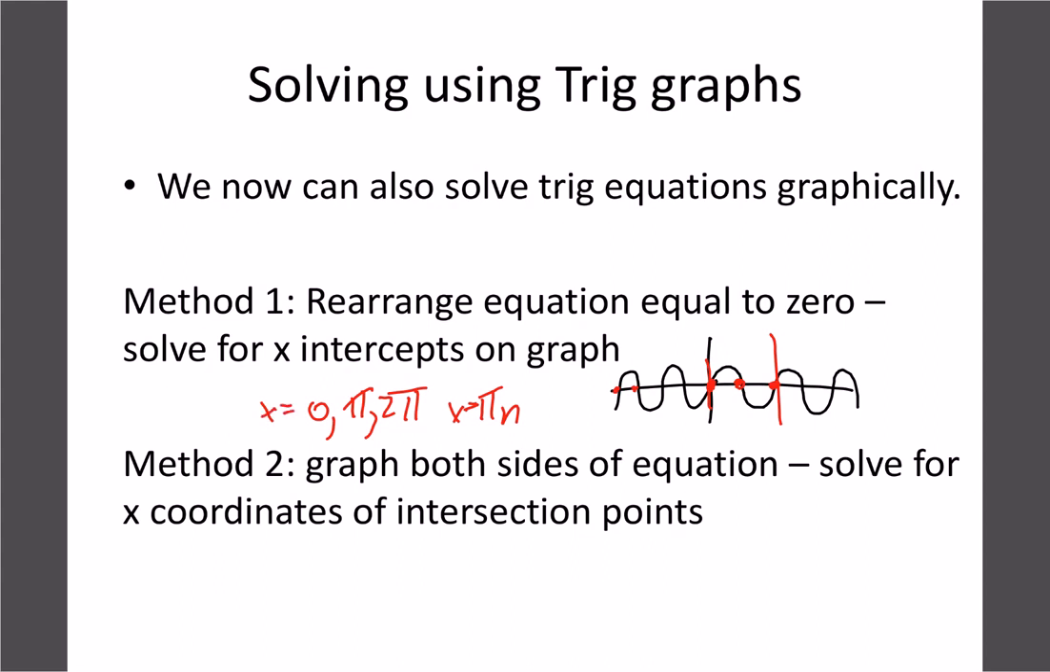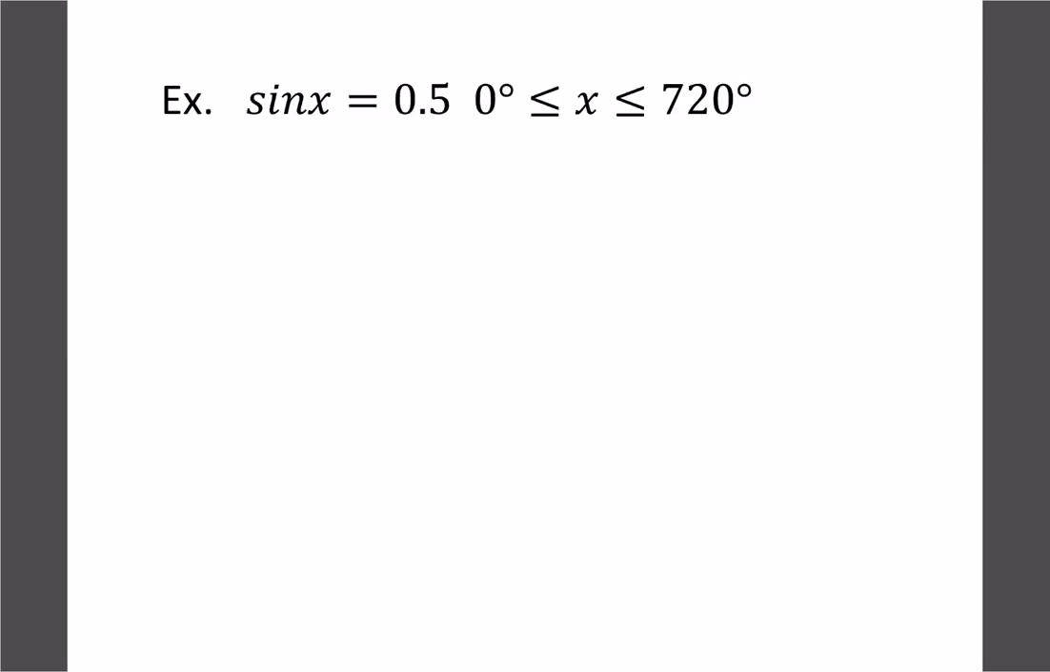The other option is to draw both graphs, if you have a left and a right side. So let's suppose we had some sort of sine graph, and let's suppose we had it equal to a half. We could just draw a second line, and then what we'd do is find our intersection points for where that graph crosses that line. So in this case, we'd end up getting those points, and same thing, we do it within whatever range we're looking for. So let's try a few examples. The first one is sine x equals a half. Let's first make it equal to 0, so sine x minus a half equals 0.